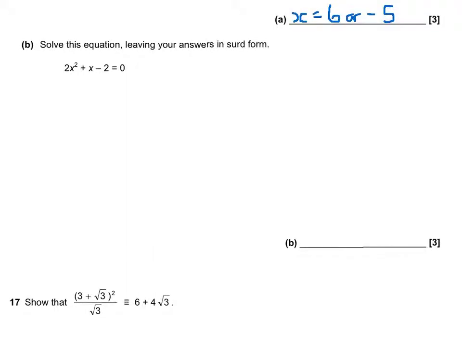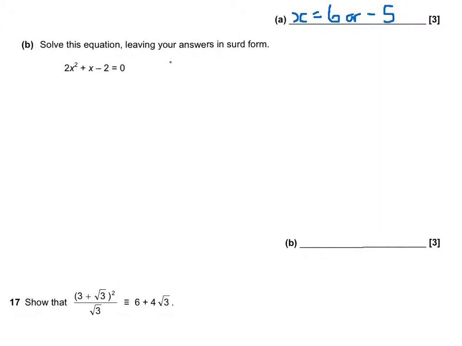Part B. Solve this equation leaving your answers in surd form. And again, it's another quadratic for us to solve. The fact that it tells us to leave your answers in surd form tells us we need to be using the quadratic equation to solve this. If you can't remember it, don't worry, because it's on the formula sheet at the front of the exam paper.